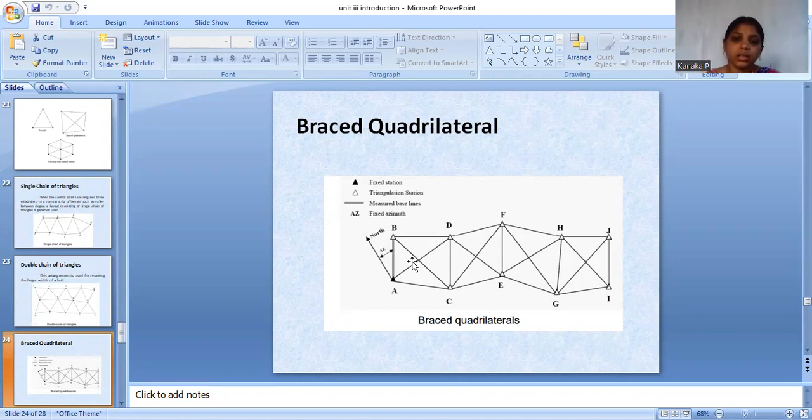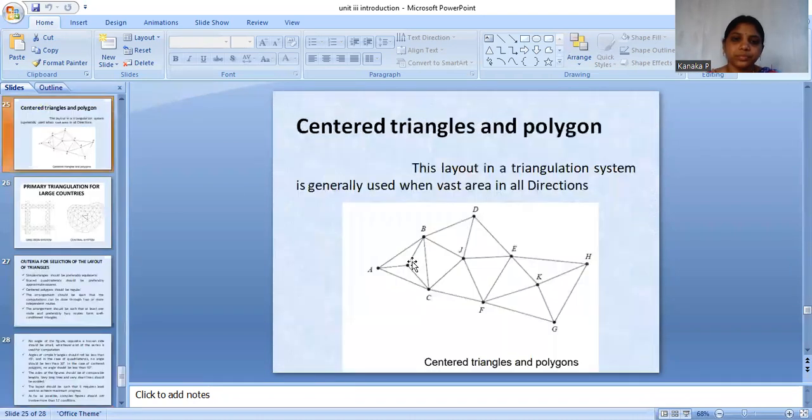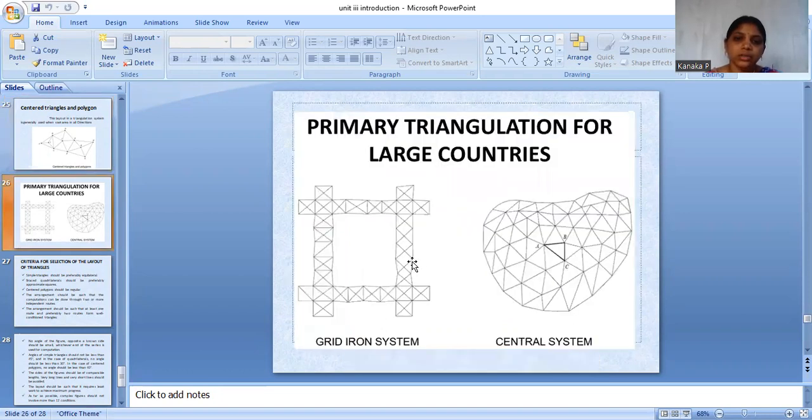Next one is central triangulation, polygon hexagons. This is used for a vast area in all directions. This is a primary triangulation for large countries. This is the Himalayan system. This is the central system.